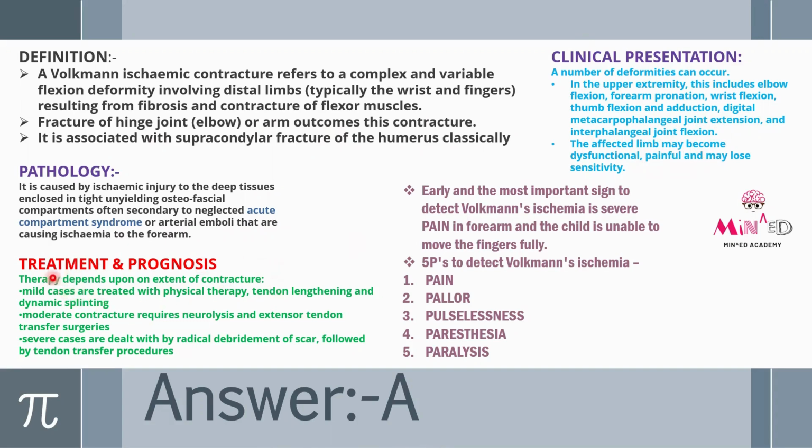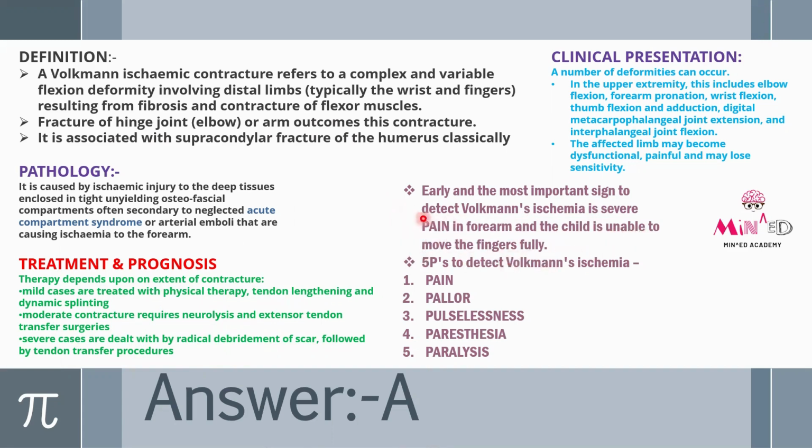Then treatment and prognosis. Therapy depends upon the extent of contracture. Mild cases are treated with physical therapy, tendon lengthening, and dynamic splinting. Moderate contracture requires neurolysis and extensor tendon transfer surgeries. Severe cases are dealt with by radical debridement of scar followed by tendon transfer procedure. Now, the early and most important sign to detect Volkmann's ischemia is severe pain in the forearm, and the child is unable to move the fingers fully.